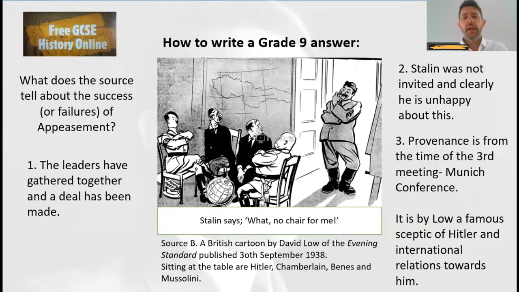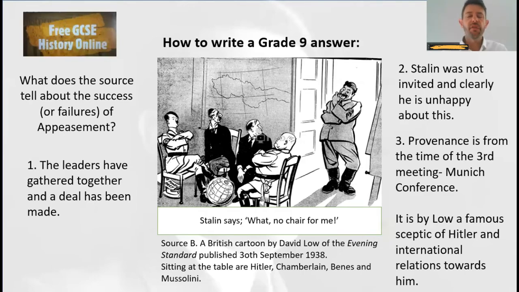And the provenance is from the third meeting. So the date is the 30th of September, the end of September, and obviously we know in October is when Hitler invades the Sudetenland. So this has got to be the last meeting, and our knowledge supports that because we've got Mussolini sat there in the meeting as well. It is a Low cartoon, and he's very famous for being very sceptical about Hitler and generally about the course of international relations at this time. We know he's done lots of famous cartoons, and it's of course a British perspective, even though Low is not from Britain. So we can use all of these to form our argument.